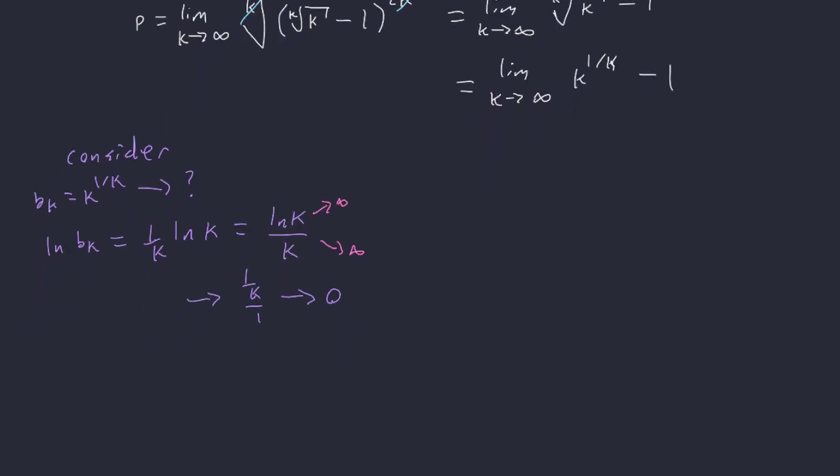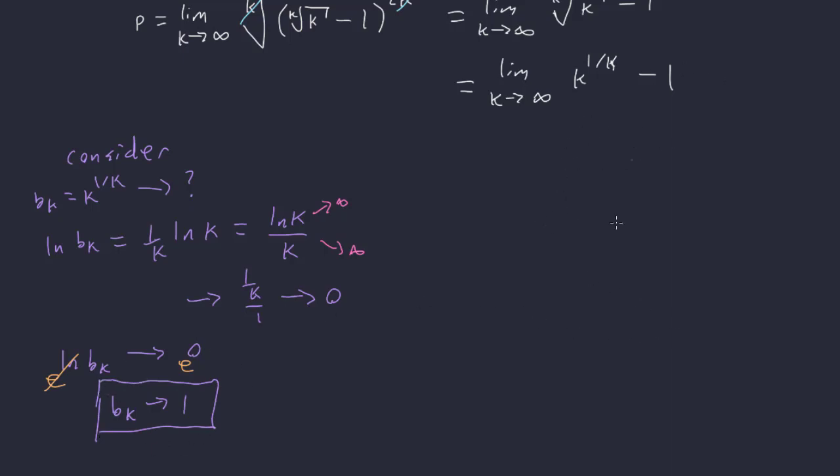Okay, so if the ln of b sub k goes to 0, and then we bring the e's back in to cancel this out, then we get that b sub k goes to e to the 0, which is 1. And I do believe, now that I've written this out, that we probably did look at this.